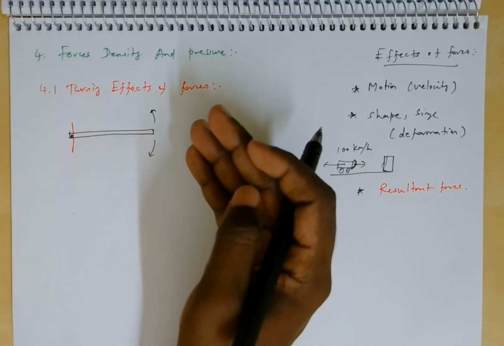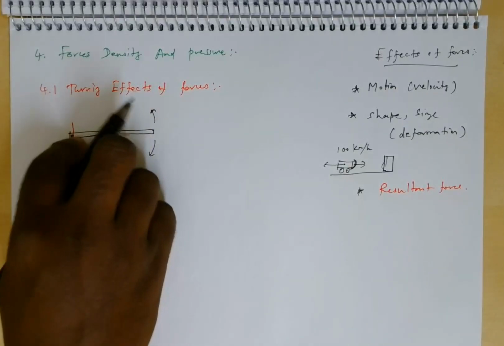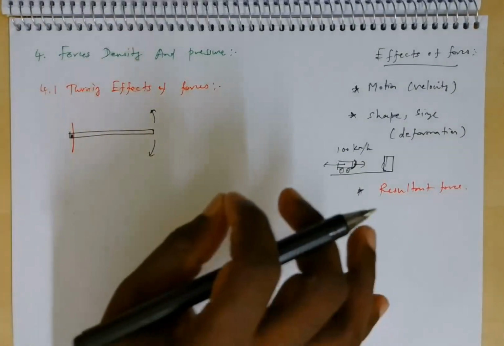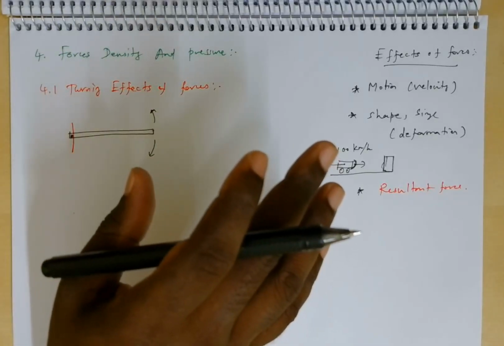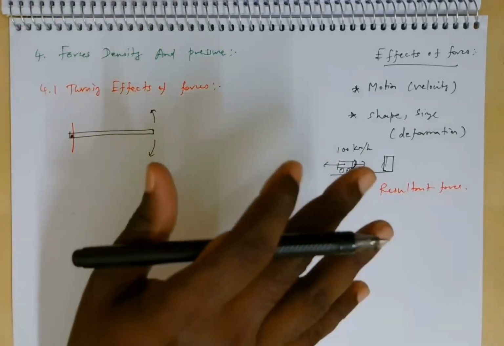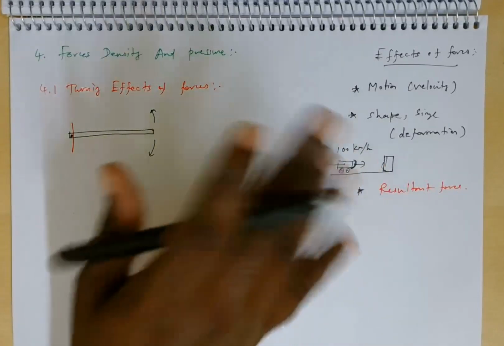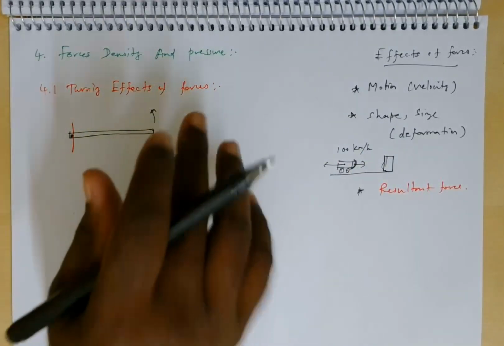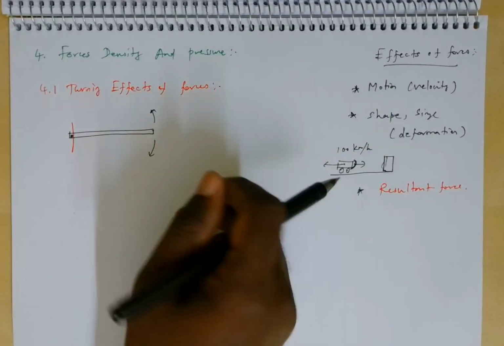So the turning effect comes into account if one place of the object is anchored permanently, so that point does not move. Then the only possible motion is rotational motion. So this is where this picture of turning effects of forces comes.